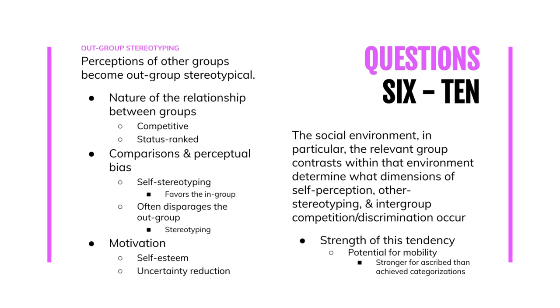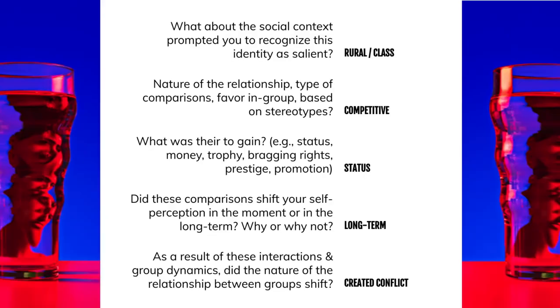So, as it states, the social environment and the relevant out group within this environment determine what dimensions of self perception, other stereotyping, and intergroup competition or discrimination occur. So, you could have discussed, again, looking at the situation and how it makes particular characteristics more relevant within your group and also across groups. And so, looking at one dimension is the potential for mobility. So, the potential for some sort of gain, whether it be in status or prestige or money or a trophy or bragging rights or, whatever the case may be.